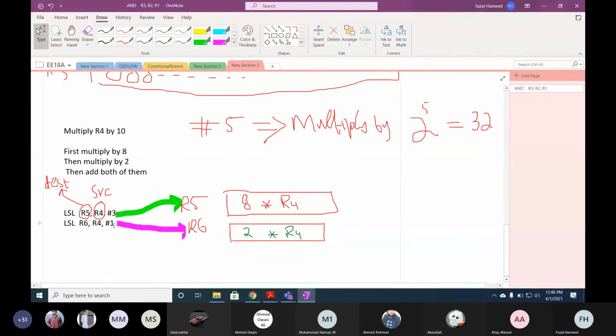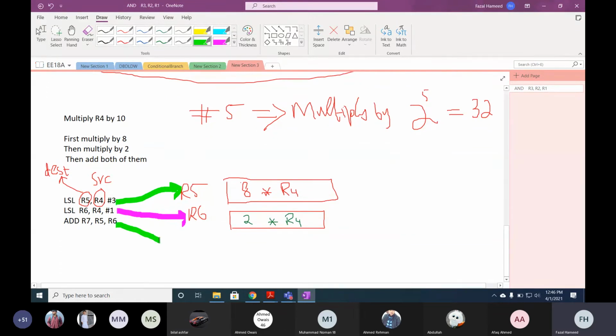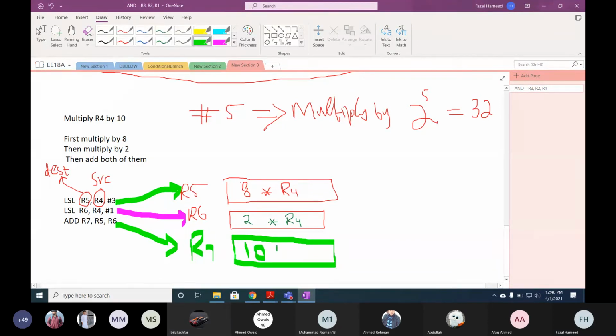Add, sir. Add R5 and R6. Very good. We can store this result in another register, R7. If we add R5 and R6 in R7, what will be the new contents of R7? 10 times R4. Okay?